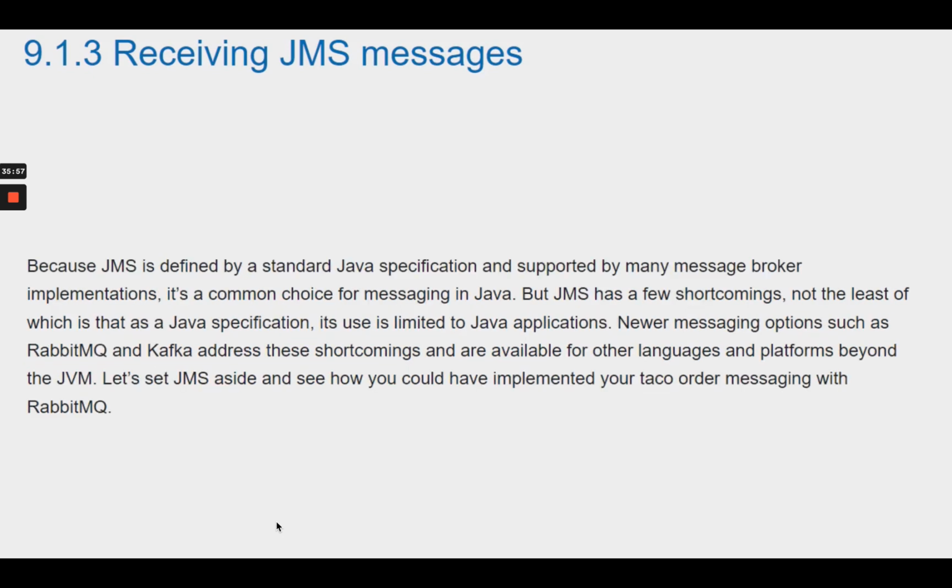Because JMS is defined by a standard Java specification and supported by many message broker implementations, it's a common choice for messaging in Java. But JMS has a few shortcomings, not the least of which is that as a Java specification, its use is limited to Java applications. Newer messaging options, such as RabbitMQ and Kafka, address these shortcomings and are available for other languages and platforms beyond the JVM. Let's set JMS aside and see how you could have implemented your taco order messaging with RabbitMQ.